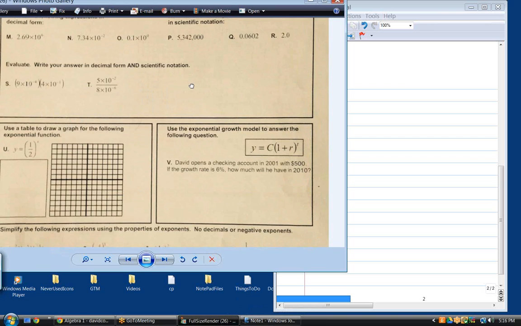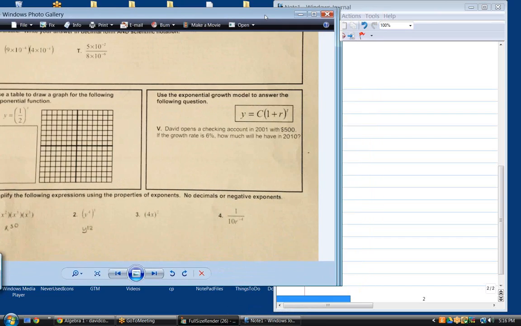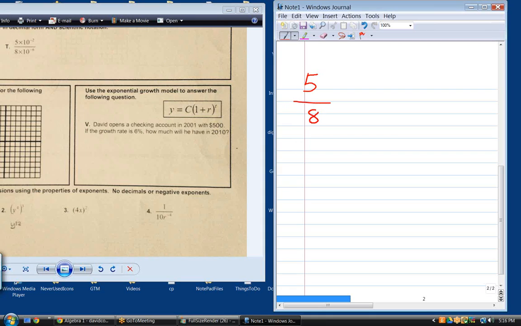All right. How about number T? We have, oh, that's right, that's not working for some reason. Okay, so we have 5/8, right? Times 10 to the what? Well, it's 10 to the -2 divided by 10 to the -6.